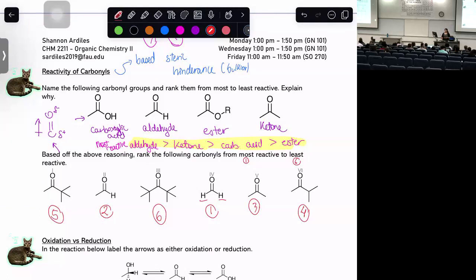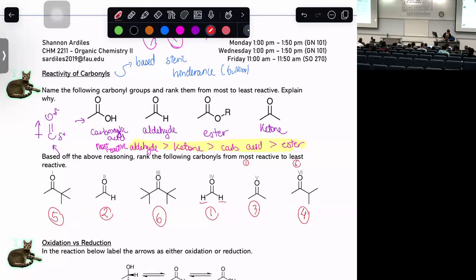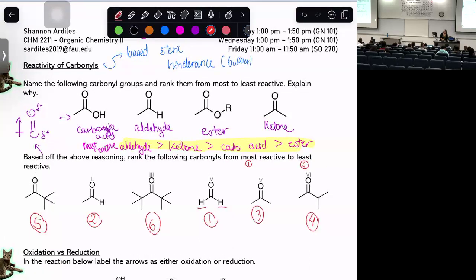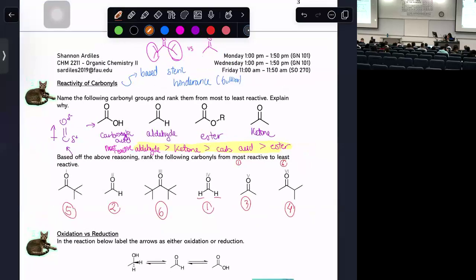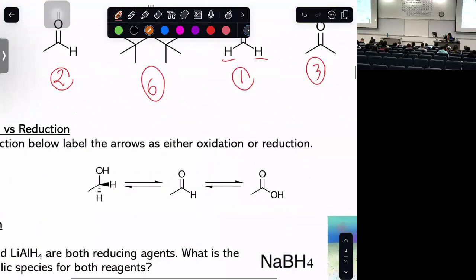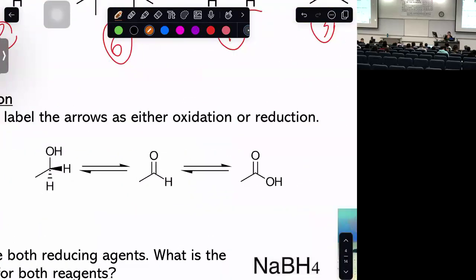So questions on that? Again, it's all based on steric hindrance. Okay, makes sense. Okay, let's get started with the reactions themselves. So this chapter is going to be about redox reactions, which you probably learned back in general chemistry too, maybe? But either way, let's just quickly review our definitions of oxidation and reduction.